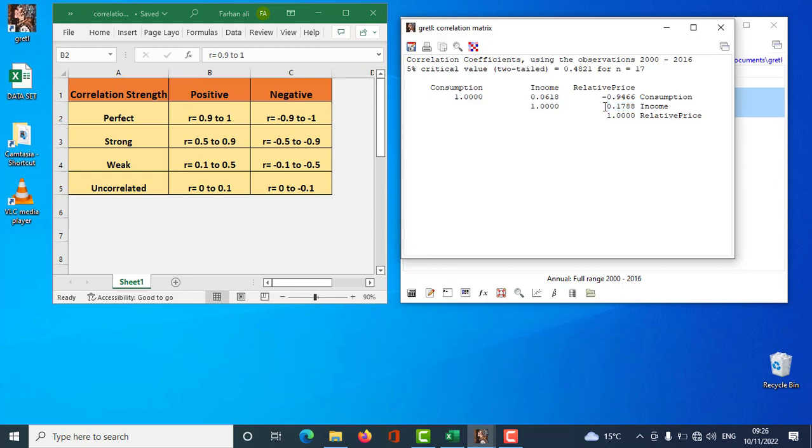Now we come to the last value of R, 0.1788, which shows the relationship between relative price and income. As this value is more than 0.1 and less than 0.5, it shows what? Positive weak correlation. So the relationship between income and relative price is positive but weak. Okay, so this is how to interpret the values of a correlation matrix.